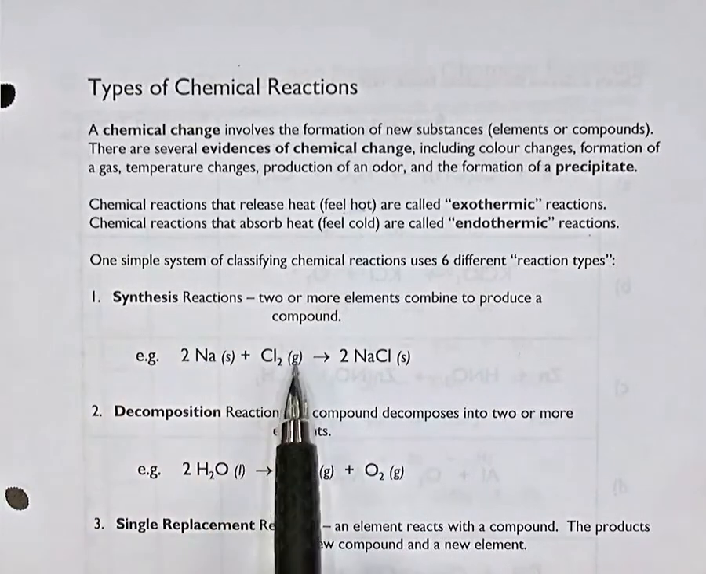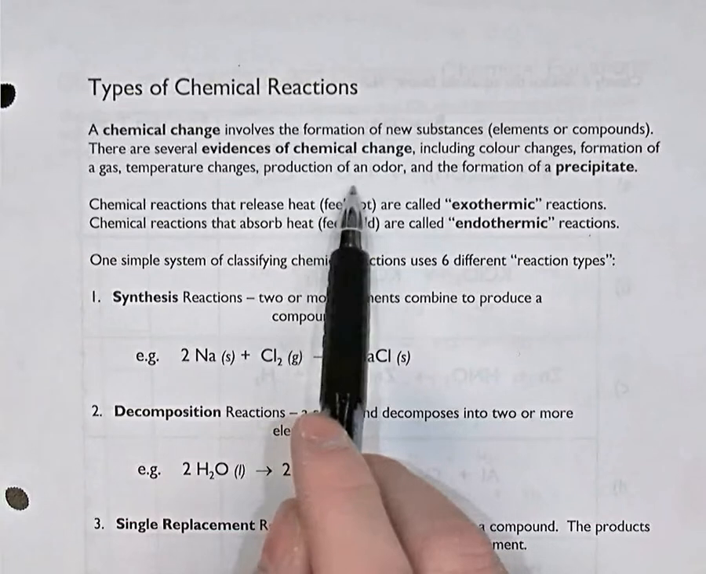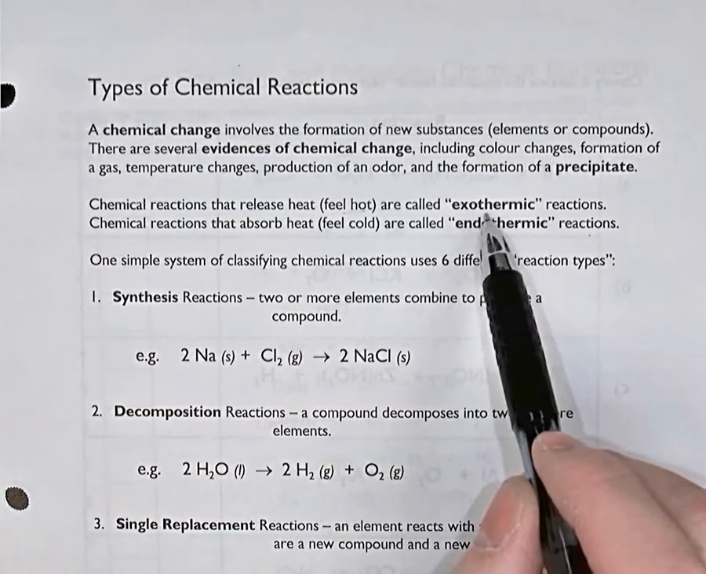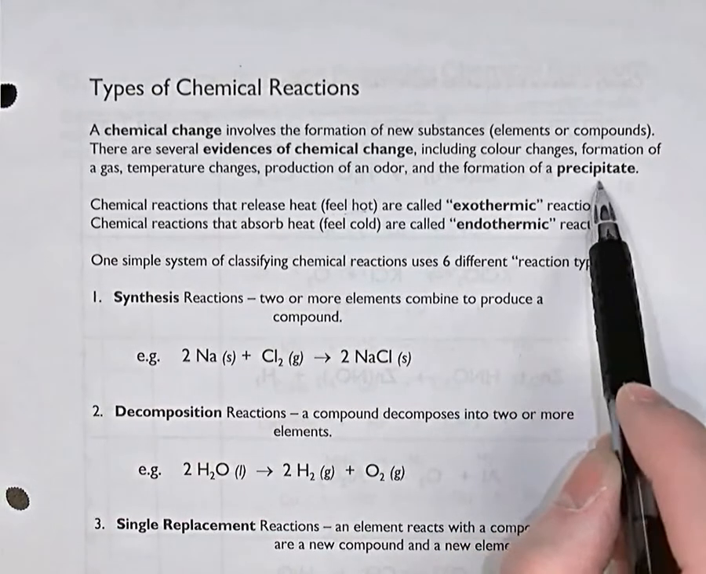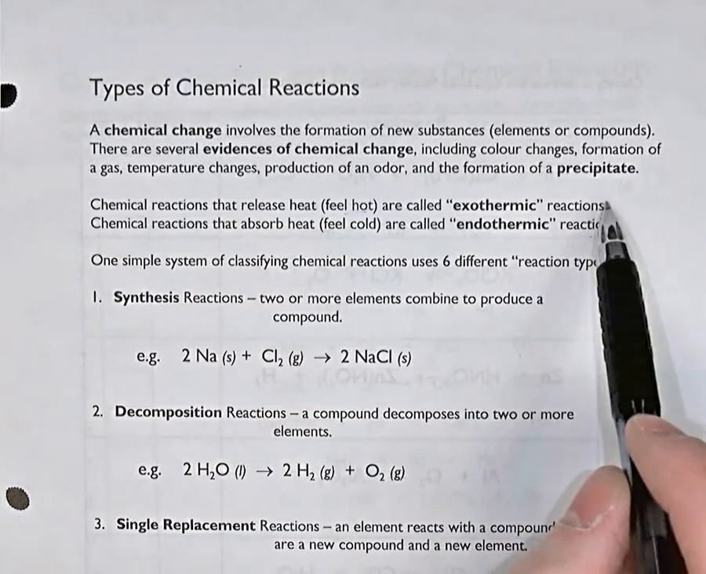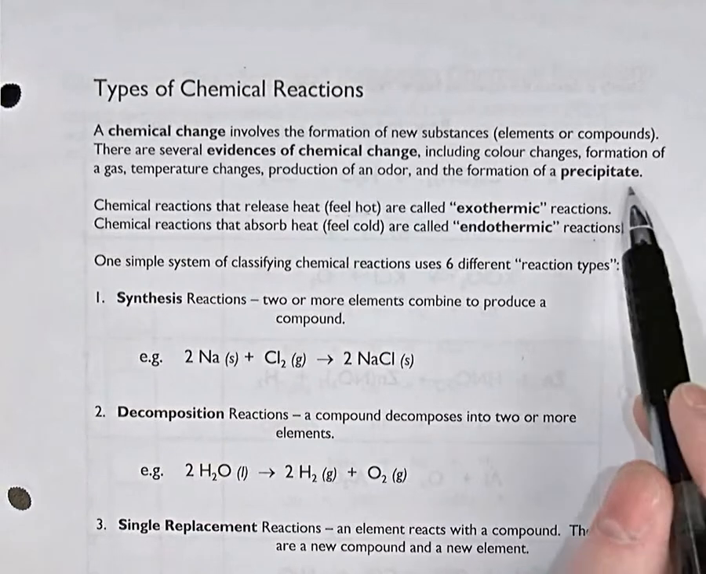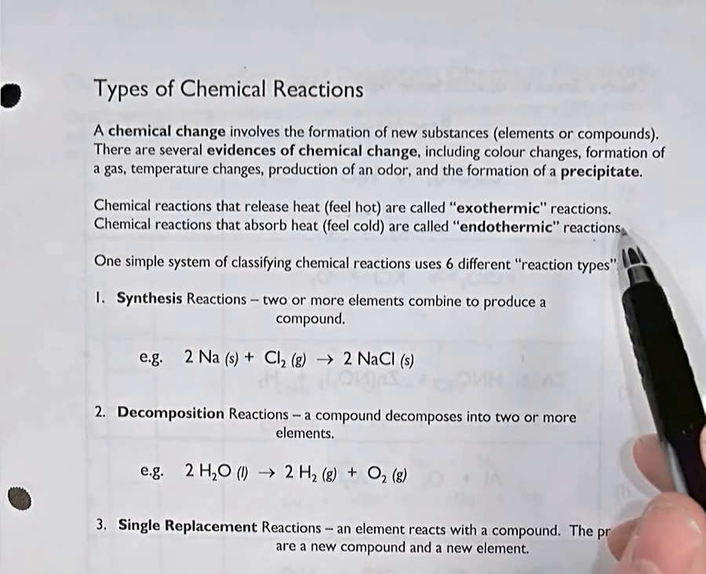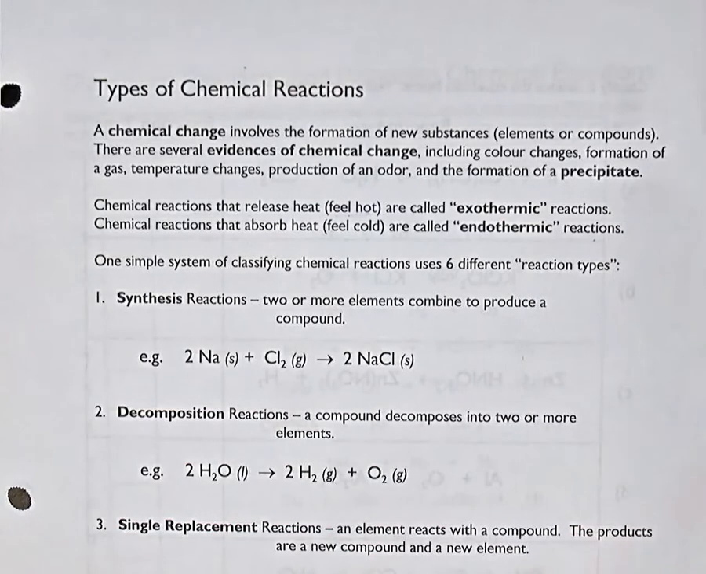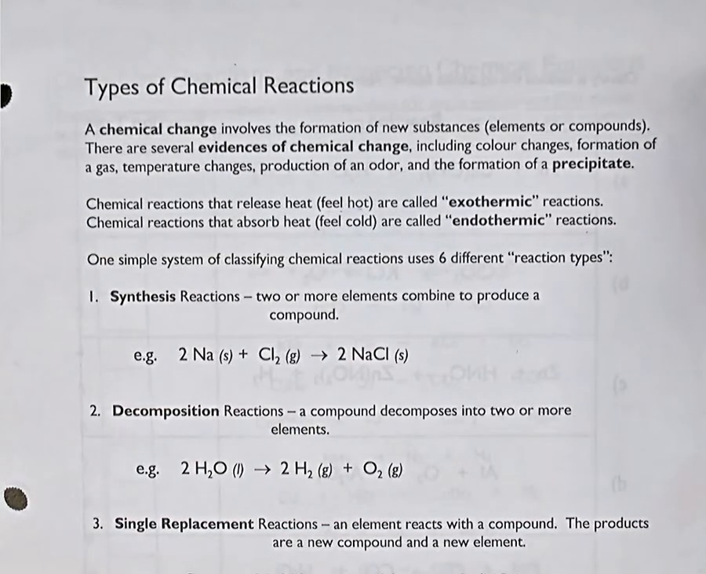So temperature changes are one evidence of chemical change. Sometimes they produce odors. You can detect a noticeable new smell as a result of the chemical reaction. And often there's a precipitate that forms. You might be mixing solutions where everything's dissolved and suddenly something solid is appearing inside the solution. That solid substance appearing inside a solution is referred to as a precipitate, and that's a precipitation reaction. All right, so those are different properties of chemical reactions.